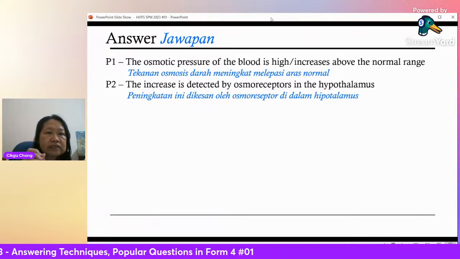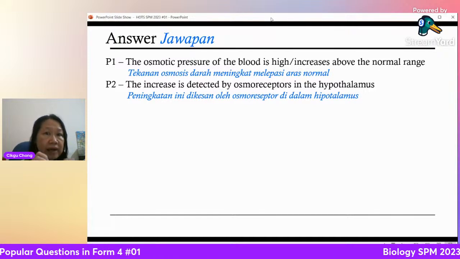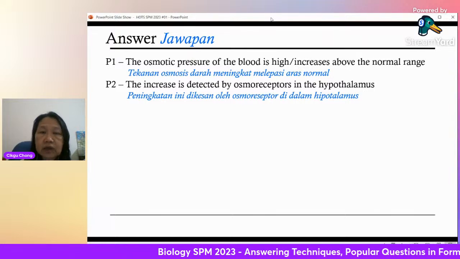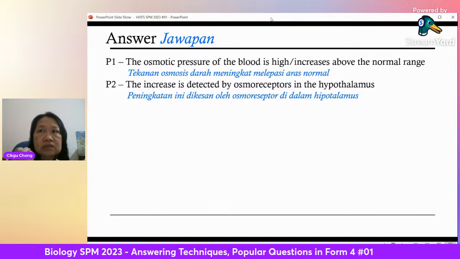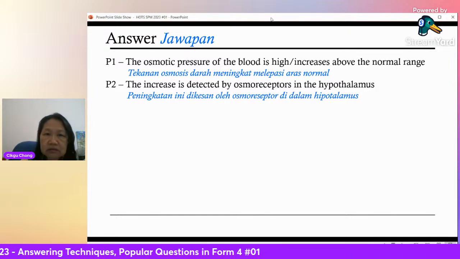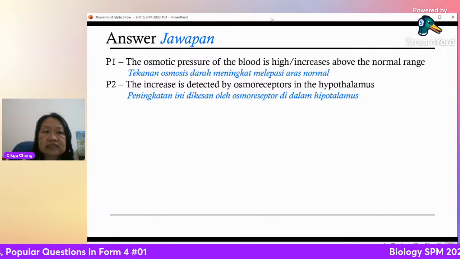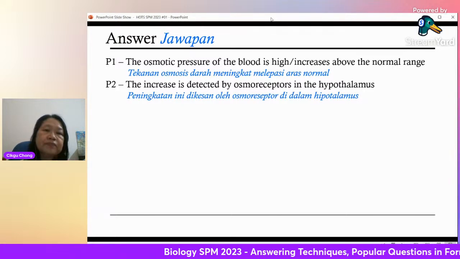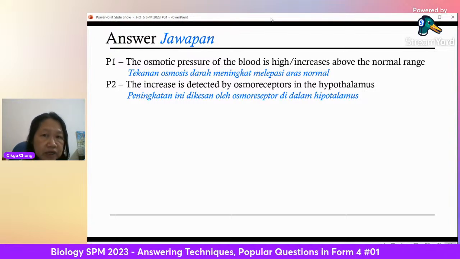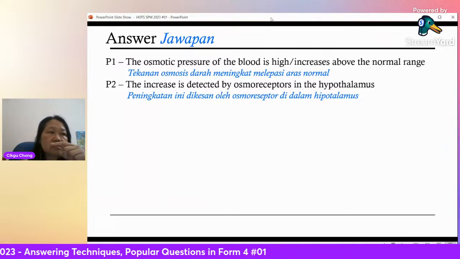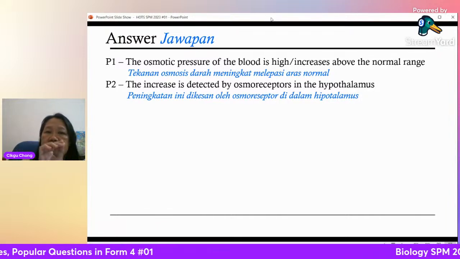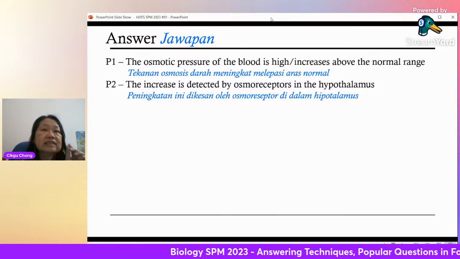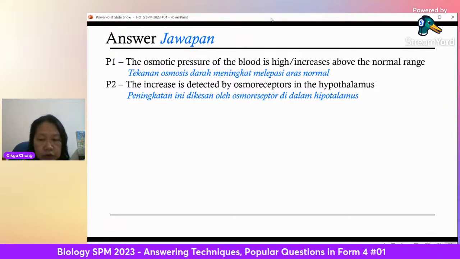Then, how is this abnormality, that means too high, going to be detected by your body system? What is the cell or component that detects that your osmotic pressure is too high? This is going to be detected by osmoreceptors. These are receptor cells, special cells. They are going to be like a sensor, and they are in your hypothalamus. So when the blood is too concentrated, the osmoreceptors in the hypothalamus will be able to detect this. So this is the detector, the sensor. Then what's going to happen after that?